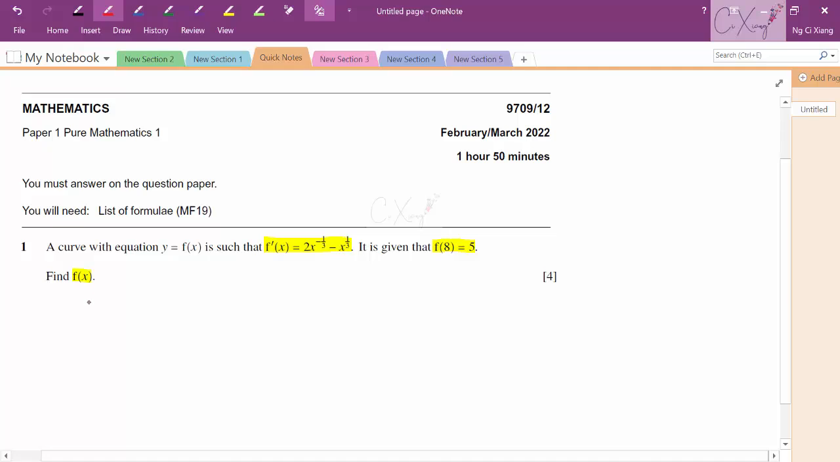Okay, so to find the equation of f(x) from f prime x, we need to do the integration. Right? So I'm having this as the differentiation f prime x. Okay, so to get the function f(x), we need to apply the integration to this equation. So I'm having this.